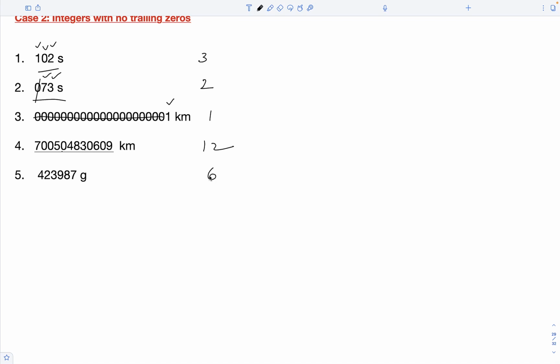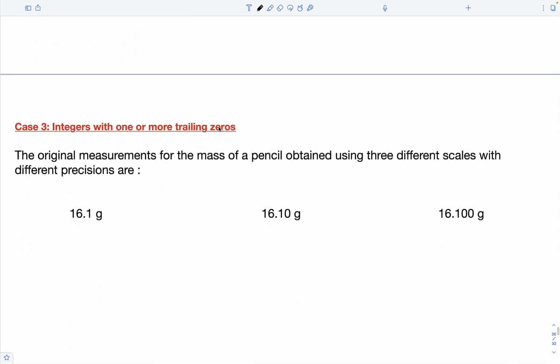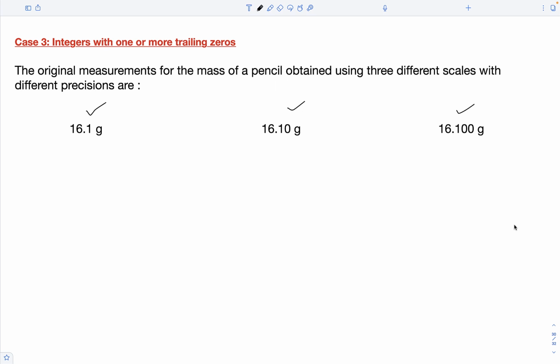So a cakewalk, right? And here comes the troublemaker. Integers with 1 or more trailing zeros are a problem. Why? Let us see. Let us say we measured the mass of that pencil using 3 different scales with different precisions. And here are the measurements we obtained. And you know how to figure out the number of significant figures in case of decimals, and I don't want to repeat myself. In this measurement, there are 3 significant figures. Here there are 4, and there are 5 significant figures in this measurement.